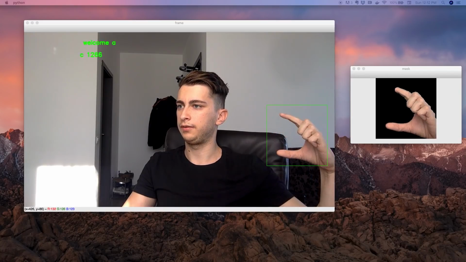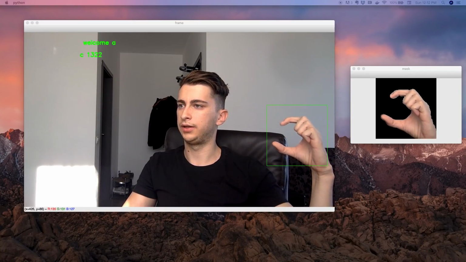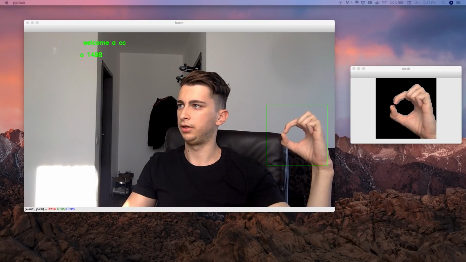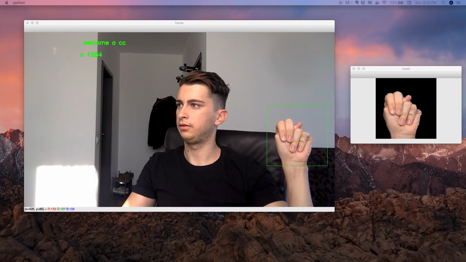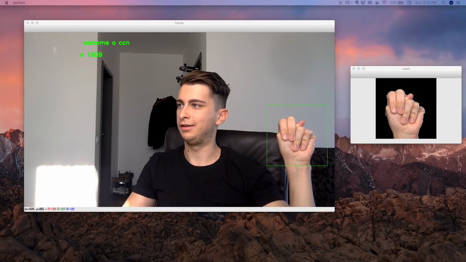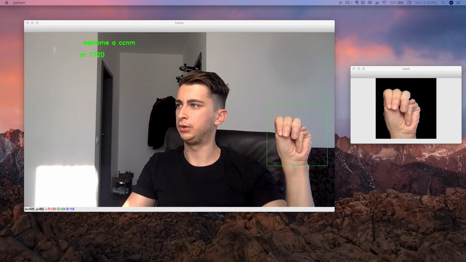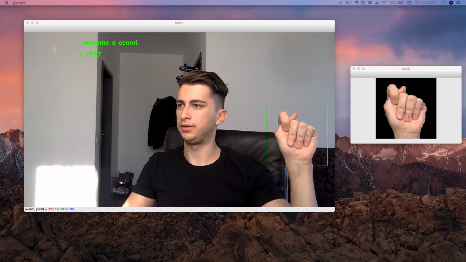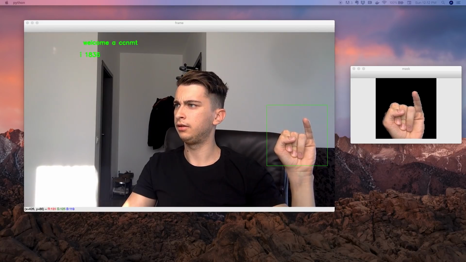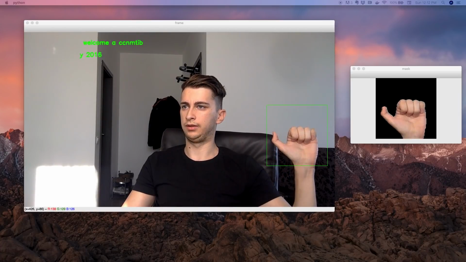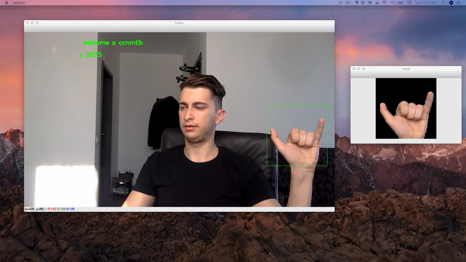So as you can see, there are a lot of signs here. That's C, O, okay. The tough ones are N and M, this one is M, so that's a slight difference between N and M. This one is T, E, okay, B, for example. What else? That's Y, I guess.